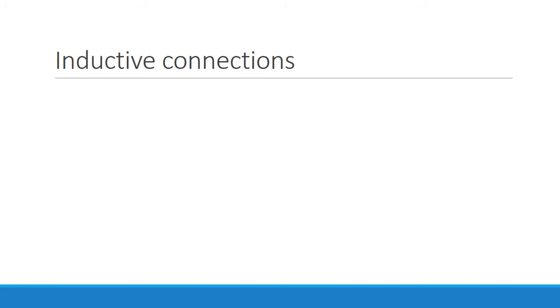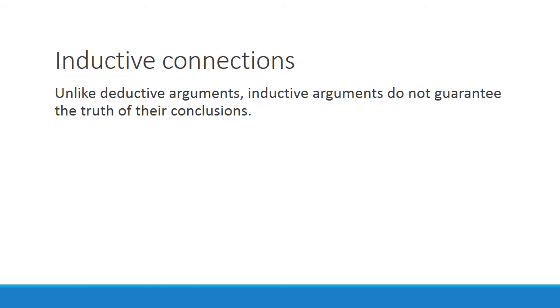Now let's talk about inductive connections. Inductive arguments are different than deductive arguments. A deductive argument guarantees the truth of its conclusion if it's valid and the premises are true. So it's either absolutely perfect or it's wrong. There is no middle ground.